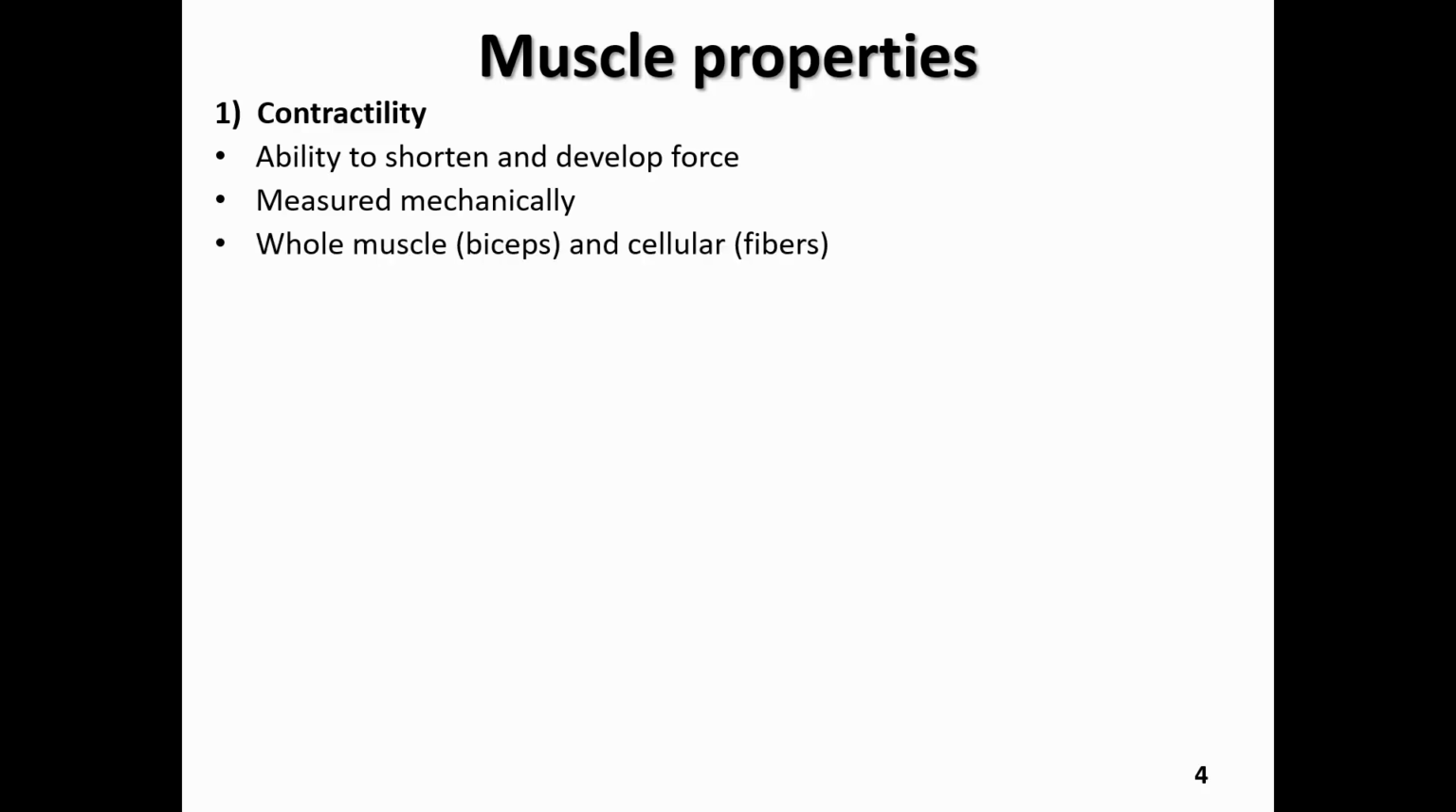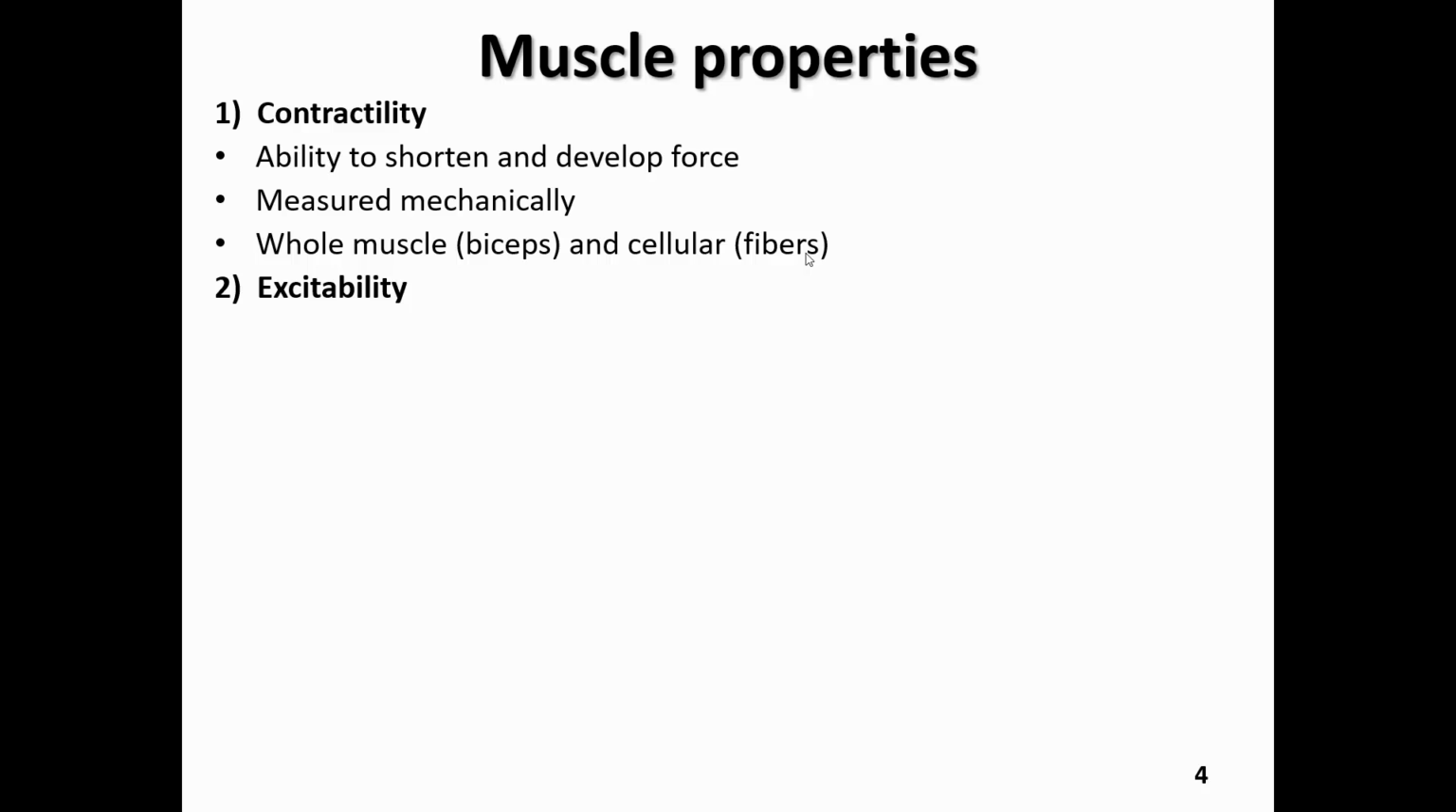In terms of overall muscle properties, there are five fundamental properties or characteristics of muscle. The first basic characteristic is contractility. That means that muscle has the ability to contract, which is to say that muscle produces force. And when that muscle produces force, the muscle cells will get shorter. Contractility is measured mechanically and can be measured at the whole muscle level, and can be measured using unique techniques at the cellular level or from muscle fibers.